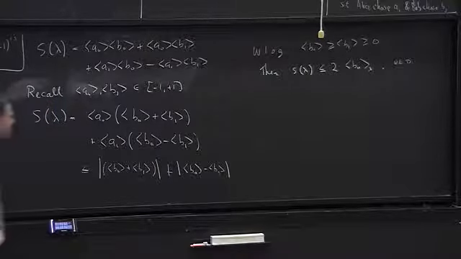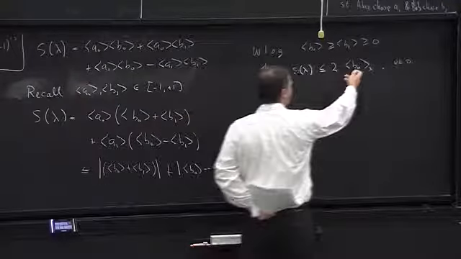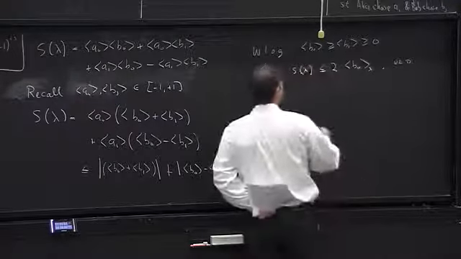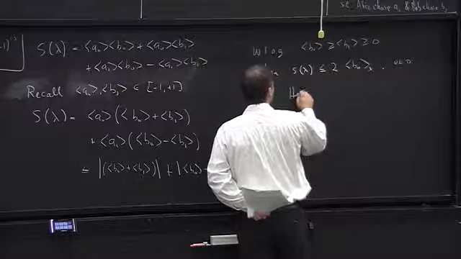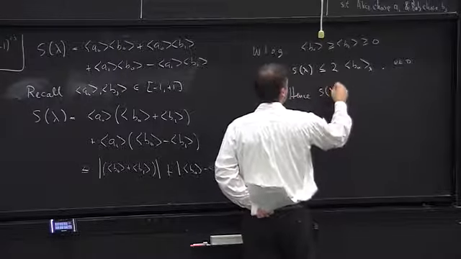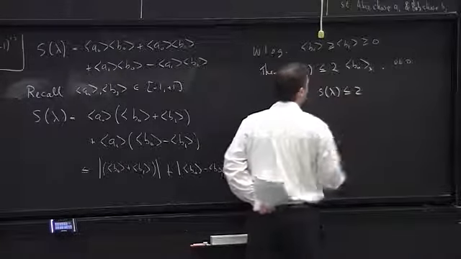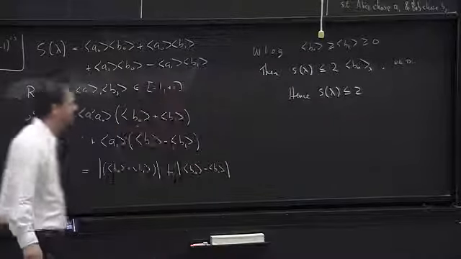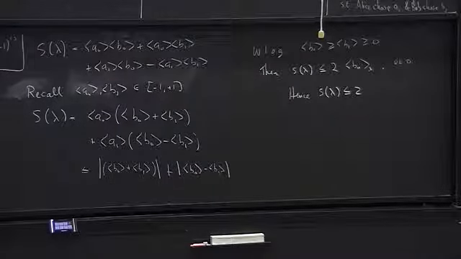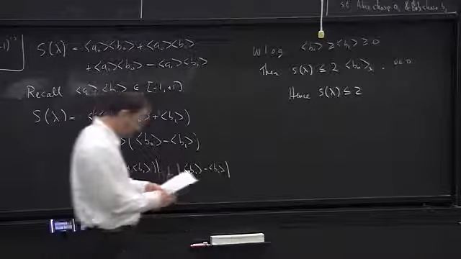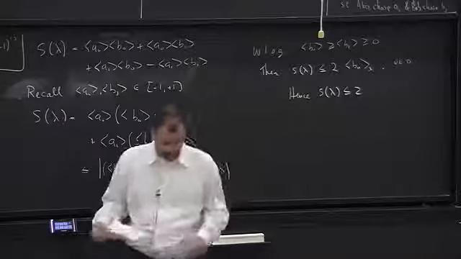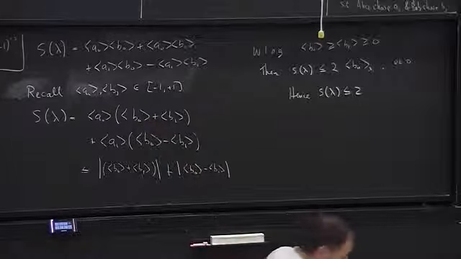Okay, so now what's the maximum value of B0? Well, the maximum value of B0 is plus 1. So we deduce S of lambda is less than or equal to 2. Okay, great. So that's our bound.